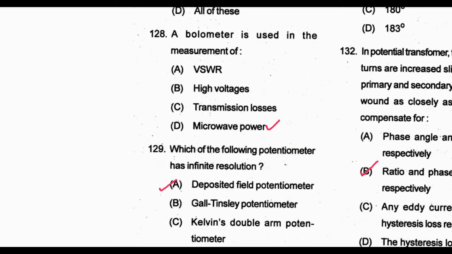A bolometer is used in the measurement of option A, VSWR; option B, high voltages; option C, transmission losses; option D, microwave power. So here it measures microwave power, so option D is the correct answer.